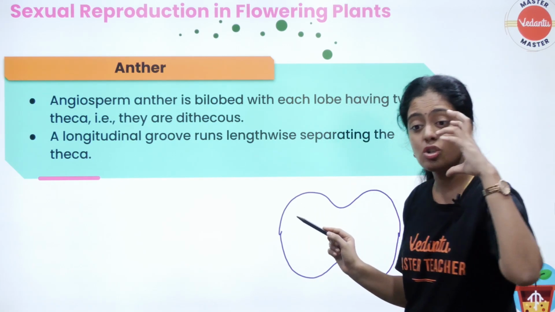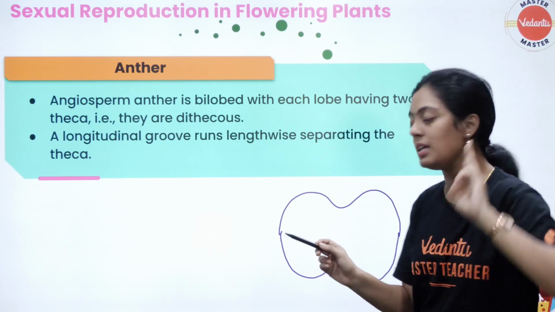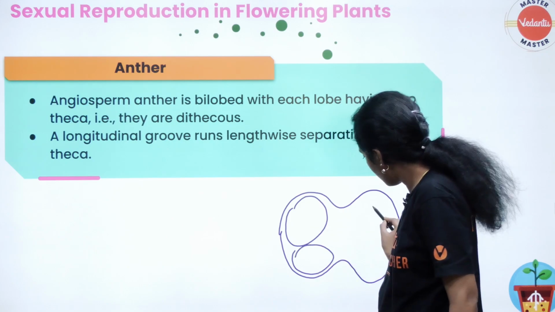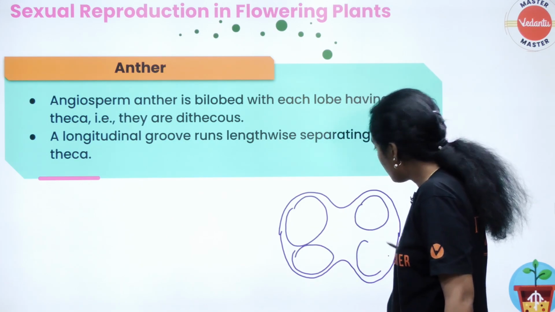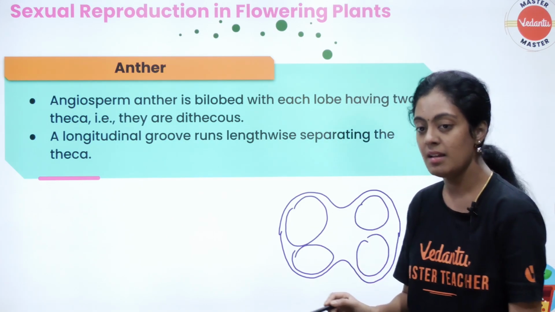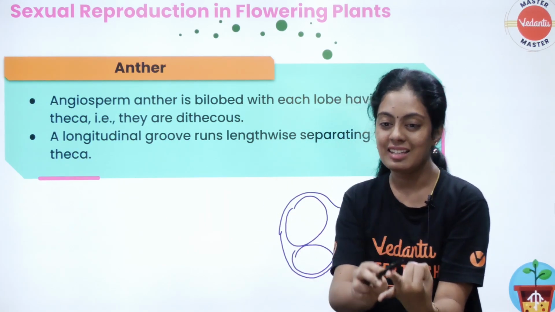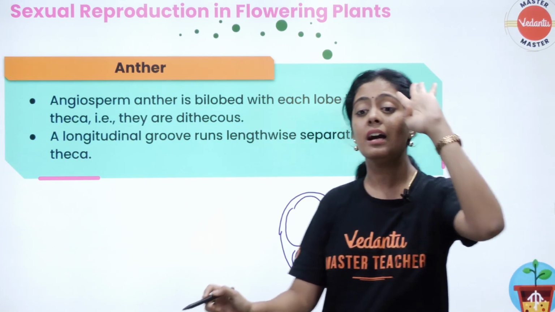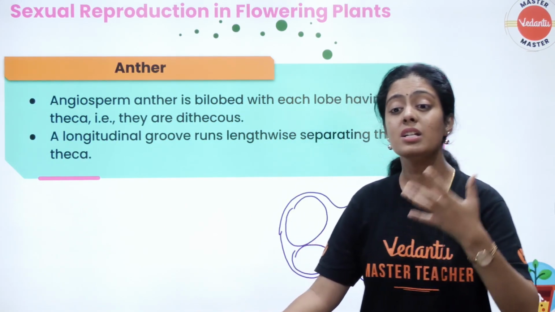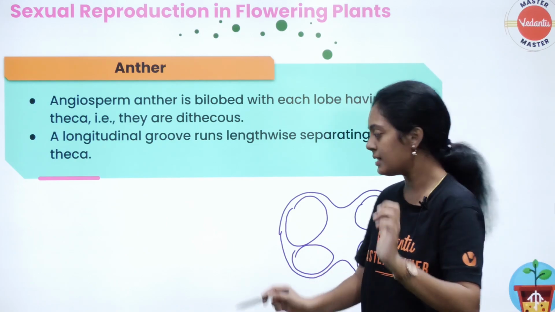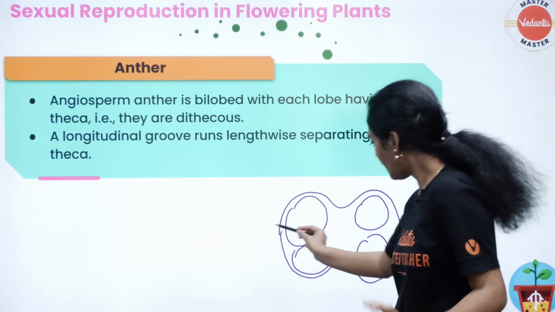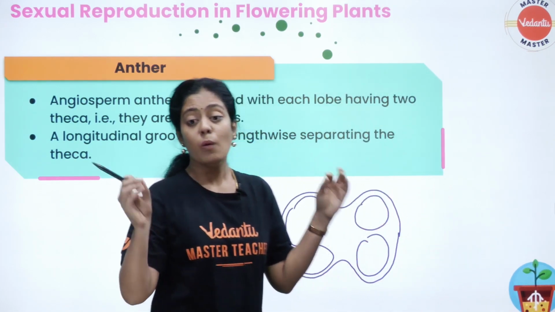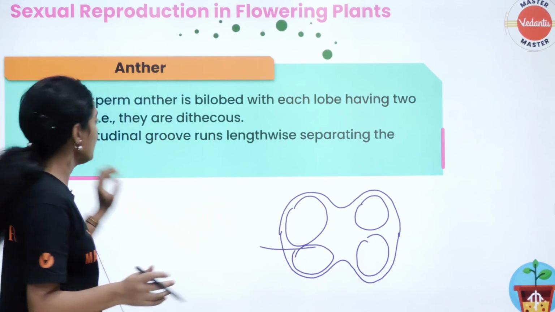Okay, and each lobe consists of 2 theca. Inside each lobe there are 2 theca, a bag-like structure. That's why we call it dithecous. Bilobed, dithecous. So 2 theca here and 2 theca here, in total how many theca? There are 4 theca. And a longitudinal groove runs lengthwise separating the theca. It is going to separate the theca. Very important from exam point of view.